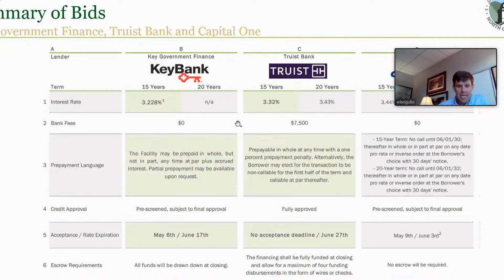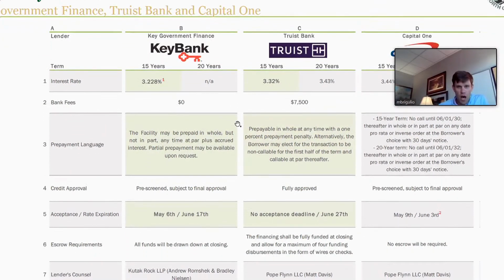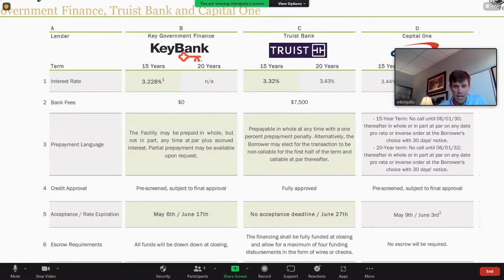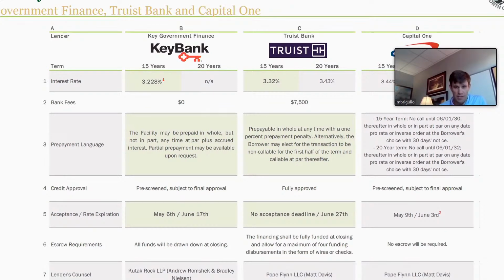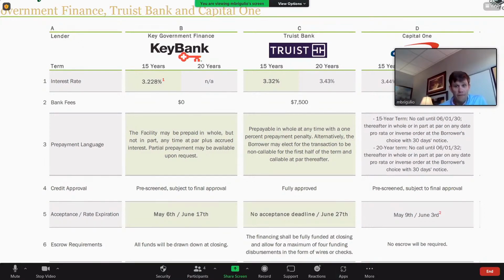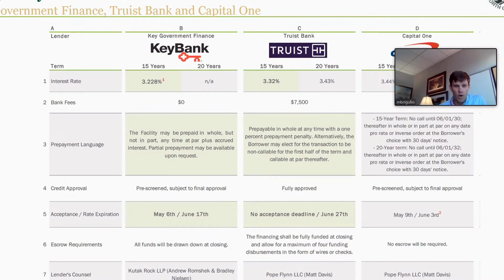Another key consideration, we believe, is the prepayment provisions offered by the bank. In the public markets, typically you would have a 10-year non-callable period. So when you issue the bonds in the public market, you're not able to prepay the bond for the first 10 years. All of these banks provided a little more flexibility than that with their prepayment language.